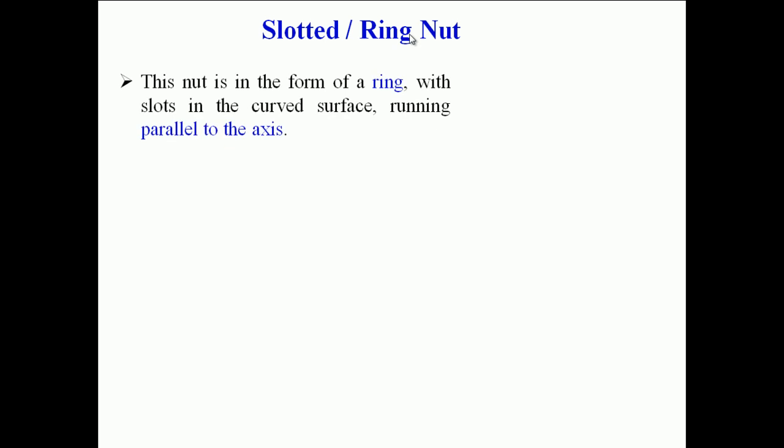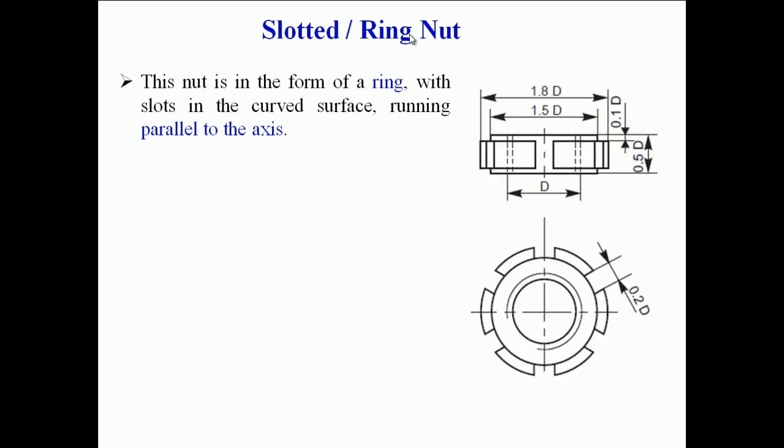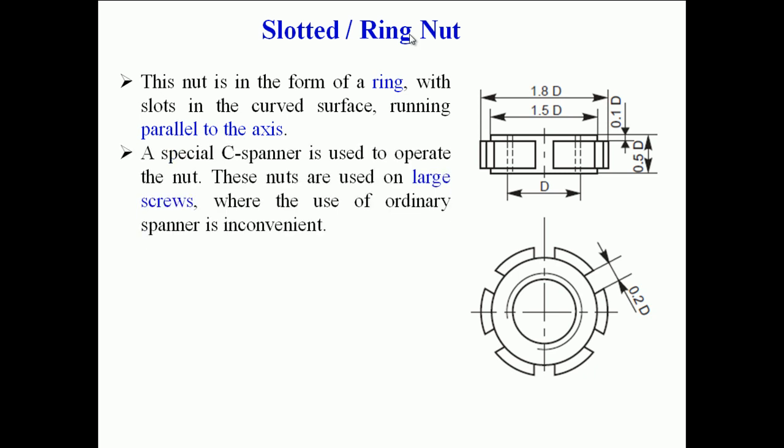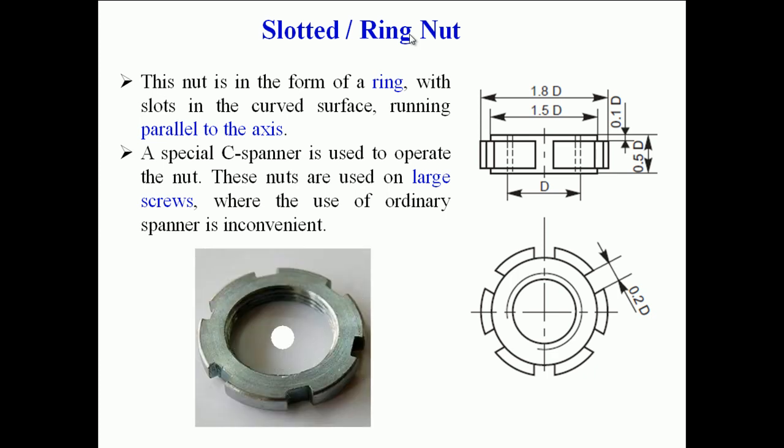Next one is the slotted or ring nut. This nut is in the form of a ring with slots in the curved surface running parallel to the axis. You can see the schematic representation. A special C-spanner is used to operate this nut. These nuts are used on large screws where the use of an ordinary spanner is inconvenient. Most of the automobile industry will use the slotted or ring nut. This is the actual photograph of a ring nut. Most of the pipe joints and automobile industries, we can see this kind of slotted or ring nut. These are the slots.